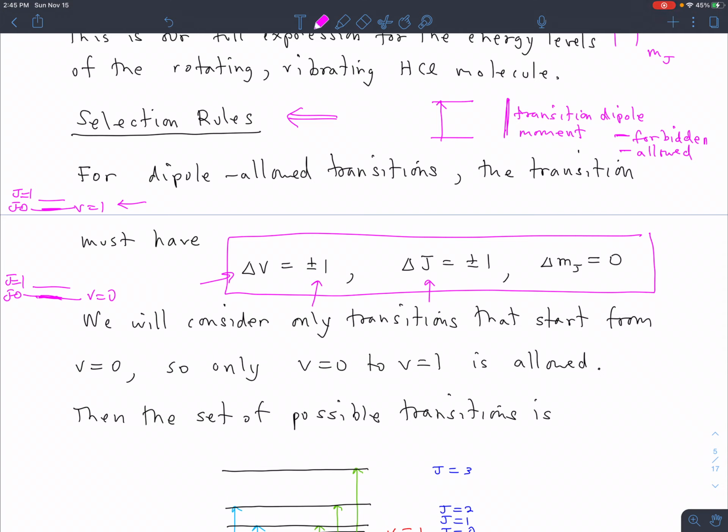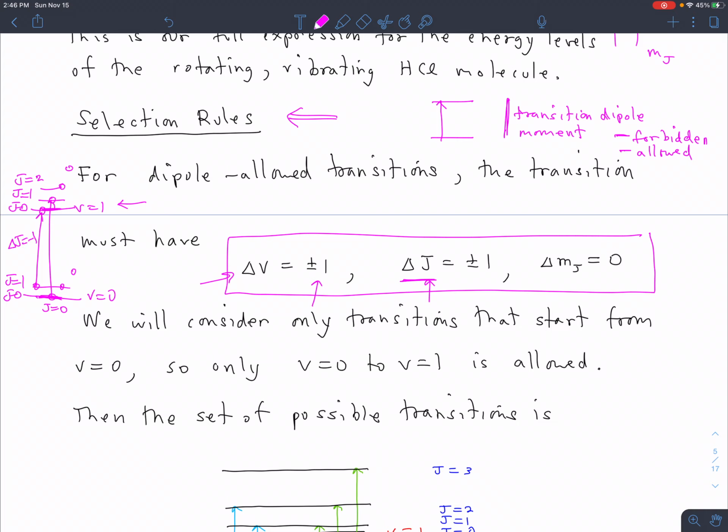And what delta J equals plus or minus 1 means is that if I start at J equals 0 up here, I can go up to J equals 1 up there, but I can't go to J equals 0, right? Because that would be delta J equals 0. Or I can't go to J equals 2 up here either, because that would be delta J equals 2. So I can start at 0 and end up at 1, or I can start at 1 and end up at 2, or I can start at 2 and end up at 3, and so on. Or I can start at 1 and end up at 0, right? That would be a minus 1.